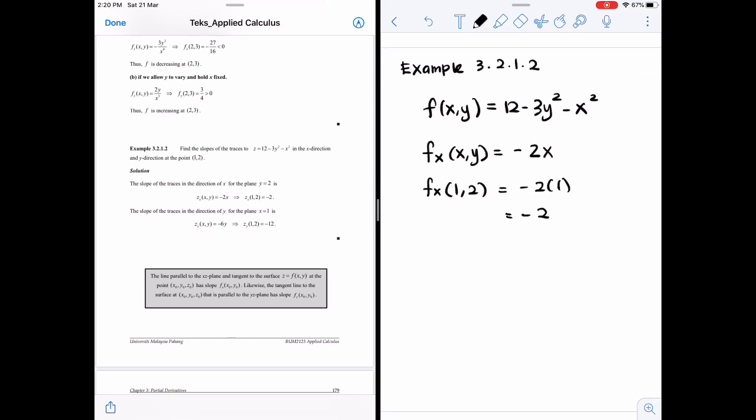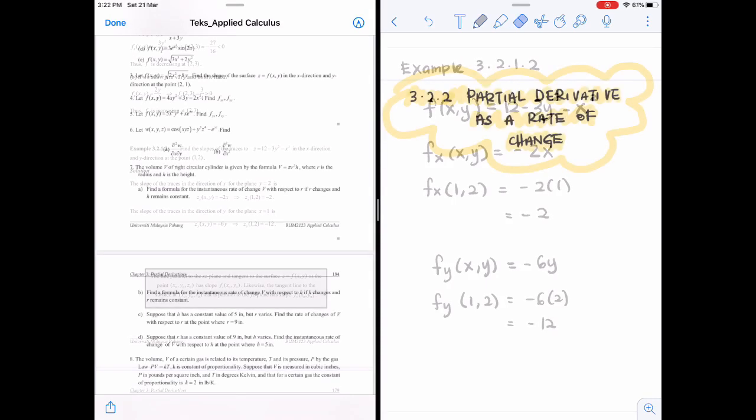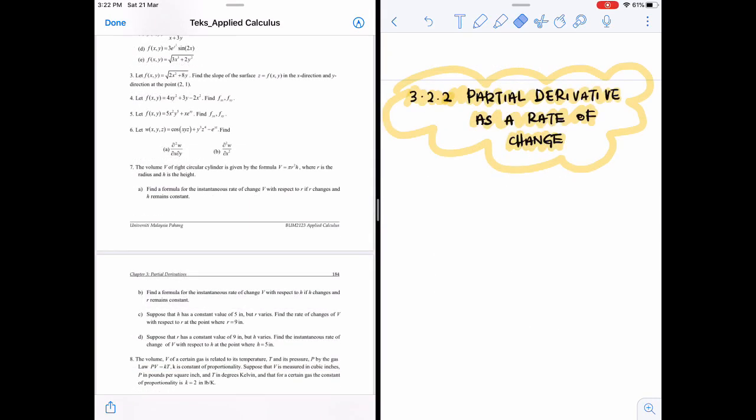Next, we will find the slope of function f in the y direction. The first thing we need to find is the partial derivative of f with respect to y, where we consider x as a constant, so we will have negative 6y. And at point (1, 2), the partial derivative with respect to y is negative 6 times 2, which is equal to negative 12. So this is the slope for the function z equal to 12 minus 3y squared minus x squared at point (1, 2).